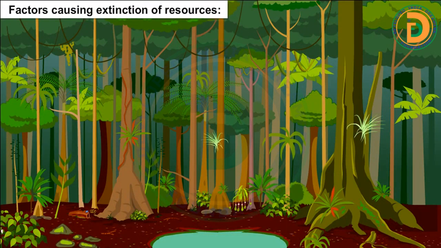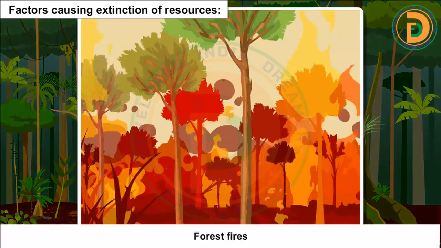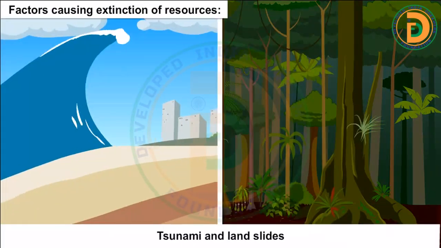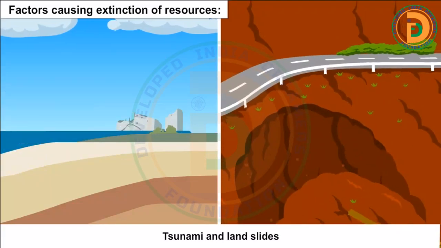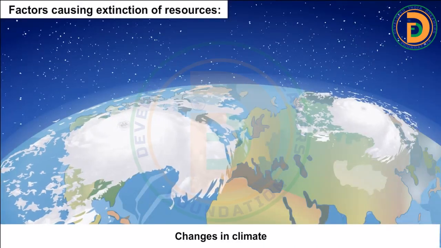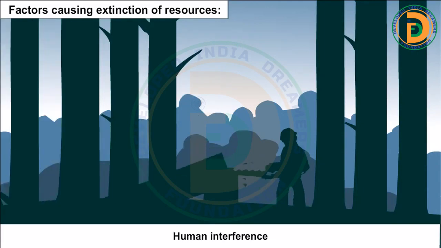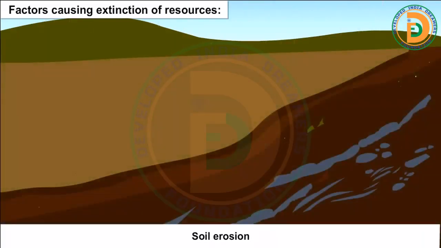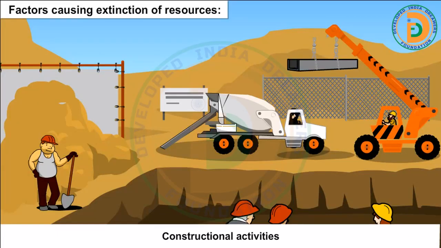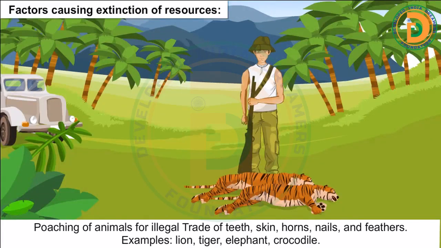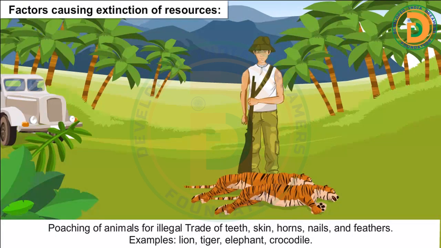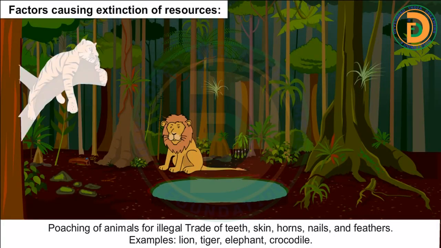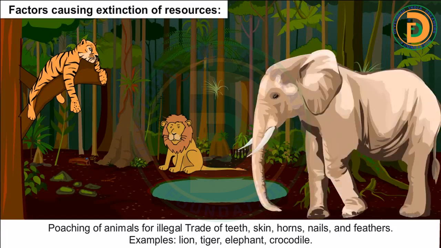Factors causing extinction of resources: forest fires, tsunami and landslides, changes in climate, human interference, deforestation, soil erosion, constructional activities, poaching of animals for illegal trade of teeth, skin, horns, nails and feathers. Examples: lion, tiger, elephant, crocodile.